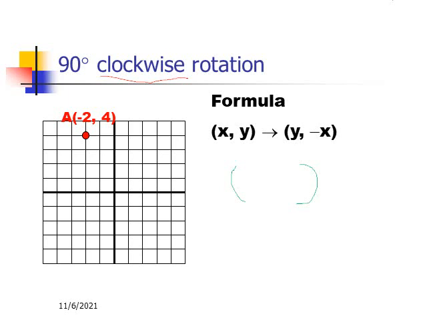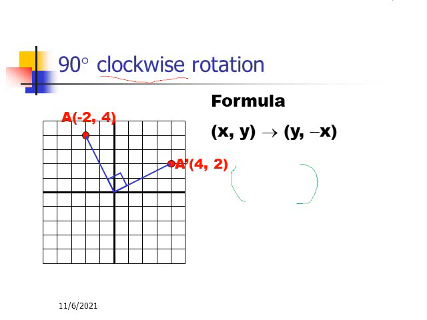So you can make it into a song: change your places, give negative to the second. Change places, give negative to the second. For 90 degrees, what do I do? Change places, give negative to the second. Okay? Don't forget about that.